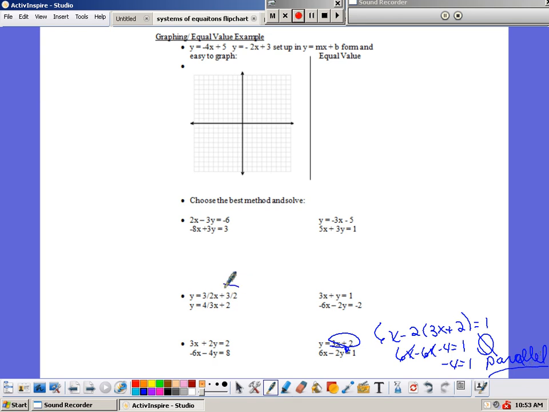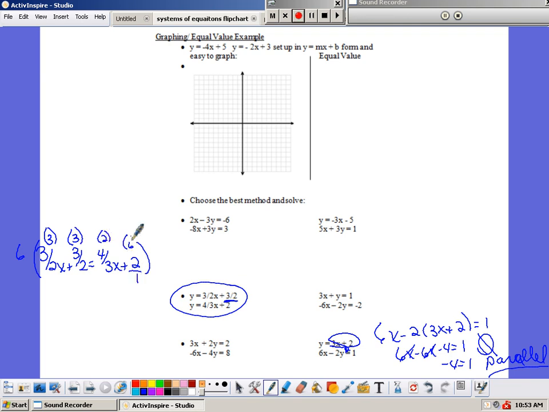Okay, and graphing and equal value. I would probably not graph this because of the fractions starting out at 1.5. I'd be worried that it's not going to cross at a corner. So I'd probably do an equal value on it. 3/2 x plus 3/2 is equal to 4/3 x plus 2. I'm going to lose my fractions with a 6. So multiply by 3, multiply by 3, multiply by 2, multiply by 6. 9x plus 9 equals 8x plus 12. Subtract my 8x. Subtract my 9. X is equal to 3.